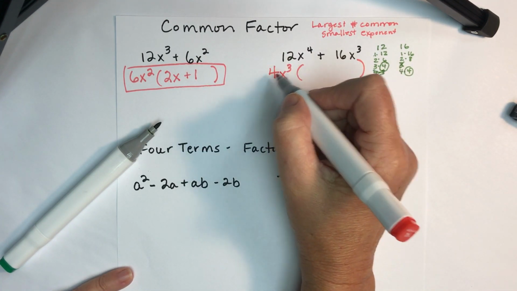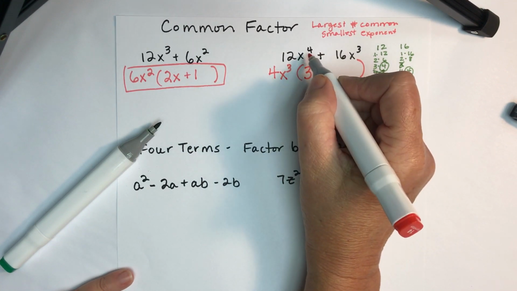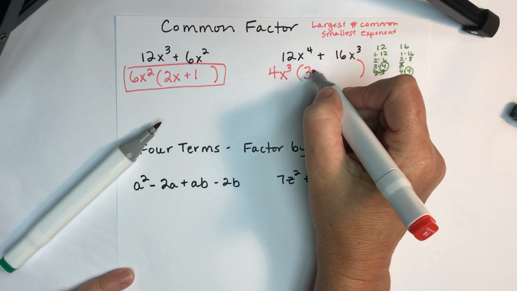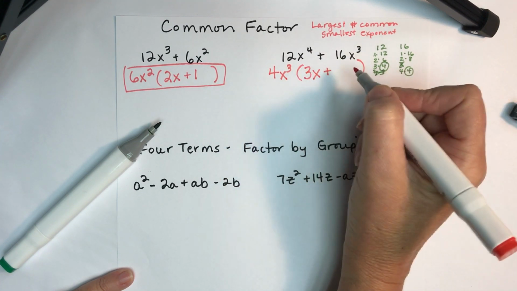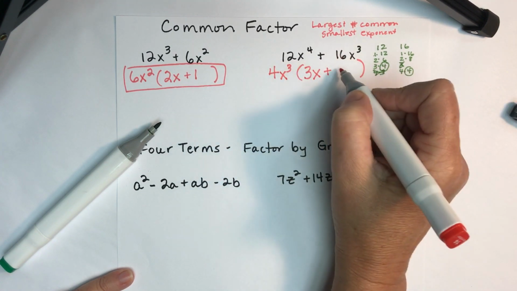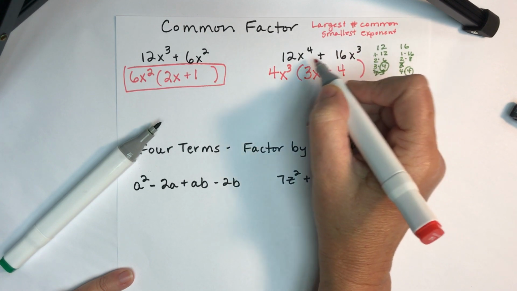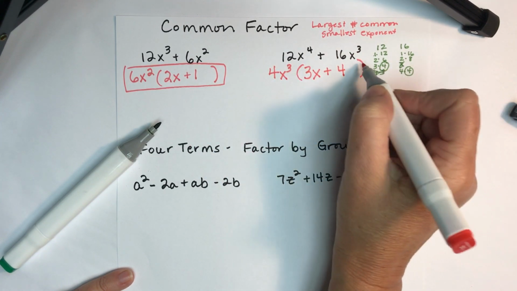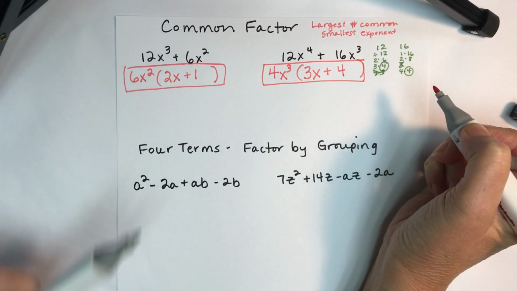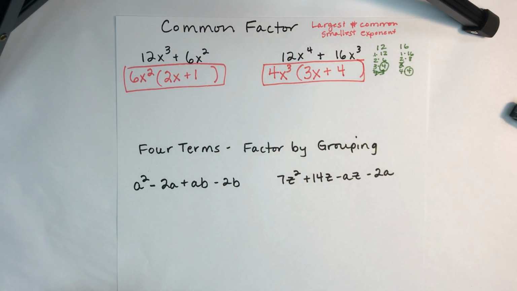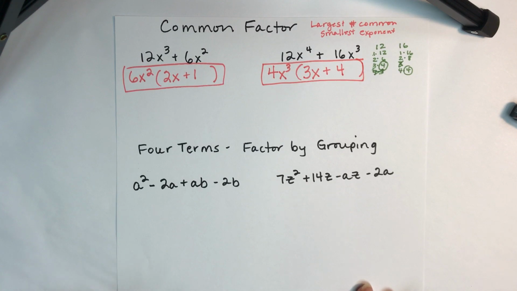So 12 divided by 4 is 3. X to the 4 divided by x to the 3 is x1, because 4 minus 3 is 1. Then we have a plus. 16 divided by 4 is 4. x3 divided by x3 is 0 x's. So that's just our answer. So that's factoring out a common factor.